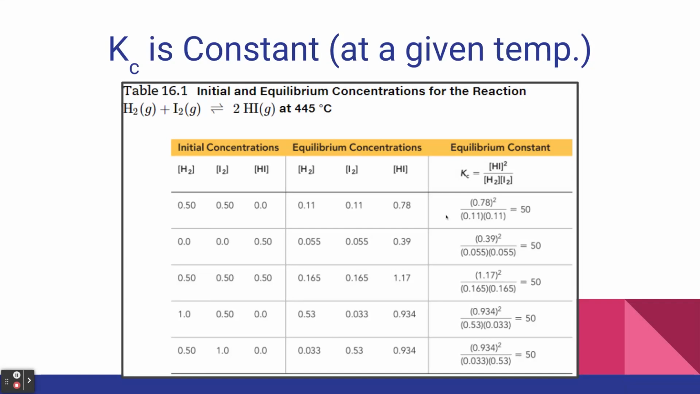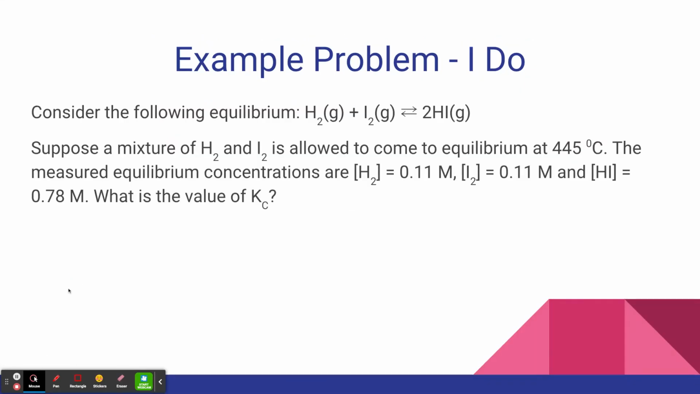Okay. Now that's important because, folks, guess what? That is exactly what we expect. This reaction is occurring at 445 degrees Celsius. Therefore, these concentrations should have the same equilibrium constant because the temperature was constant. All right. Let's dive in and do an actual practice problem here.